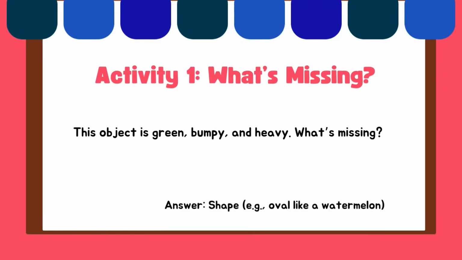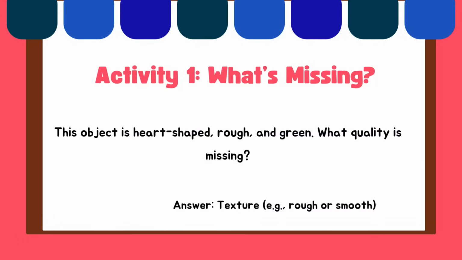This object is green, bumpy, and heavy. What's missing? That's right. The answer is shape. Example is oval like a watermelon. This object is heart-shaped, rough, and green. What quality is missing? The answer is texture.